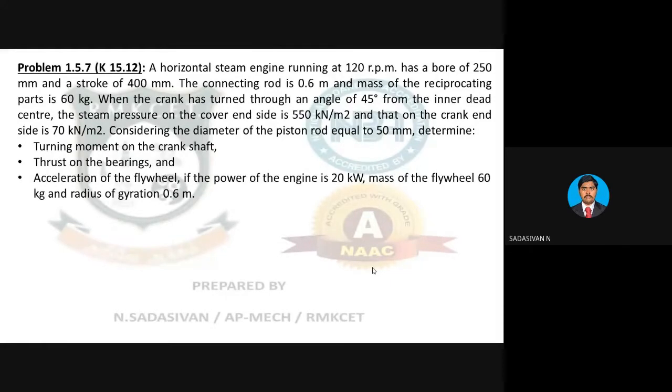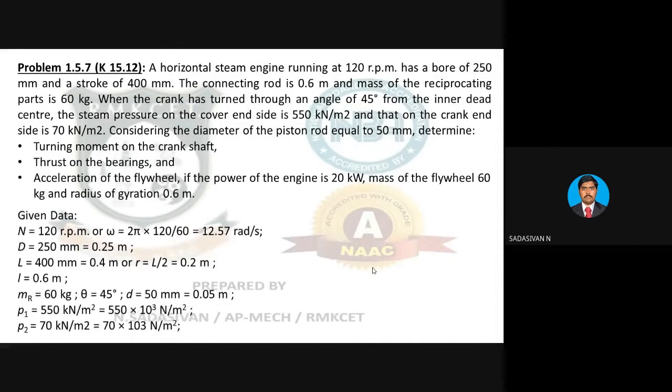Determine turning moment on the crankshaft, thrust on the bearings, acceleration of the flywheel if the power of the engine is 20 kilowatt, mass of the flywheel is 60 kg, and radius of gyration is 0.6 meter. That is the question. Given data. So n is 120 rpm, find omega out of it, 2 pi n by 60, 12.57 radians per second.